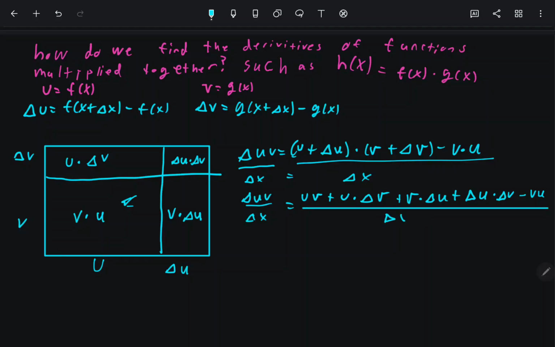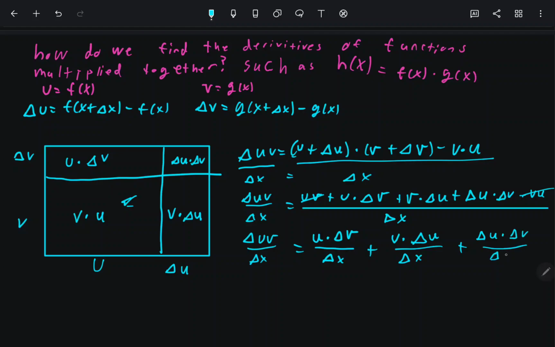Well, this uv and this uv cancel. So what we're really left with is the change in uv over the change in x is equal to u times the change in v over the change in x, plus v times the change in u divided by the change in x, plus the change in u times the change in v all over the change in x.